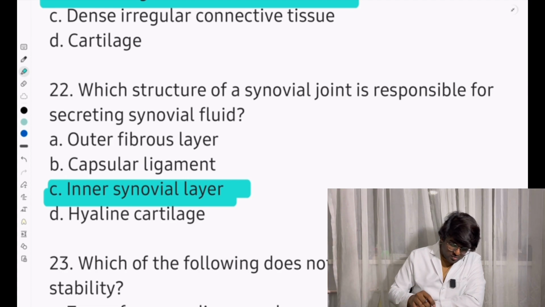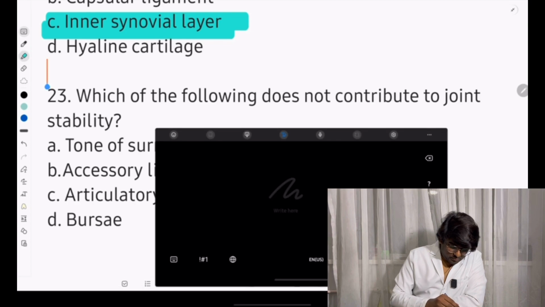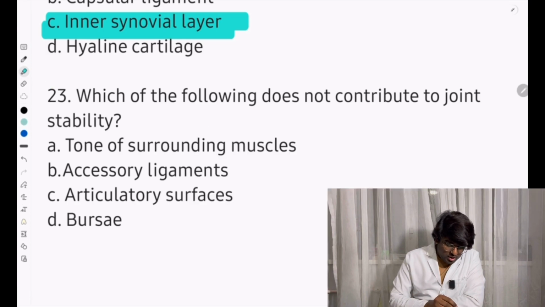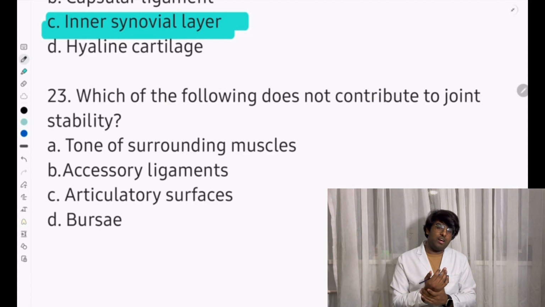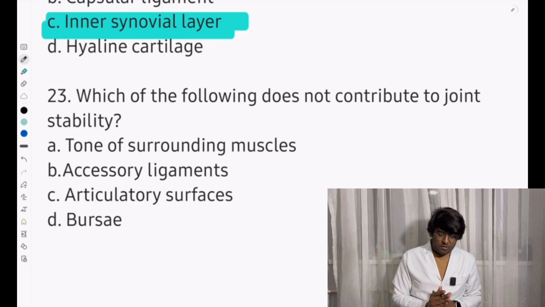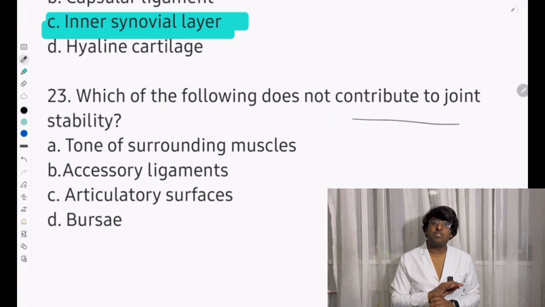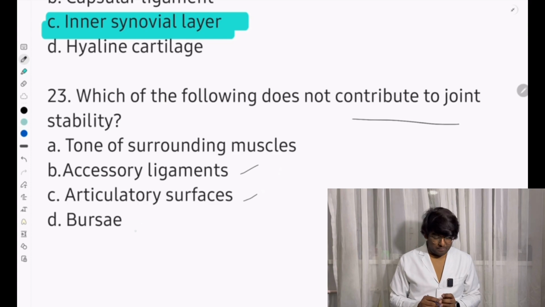Okay, next one, which is the last one. Which of the following does not contribute to joint stability? Joint stability is a higher level topic, but it's okay to study by yourself right now. Which is not contributing to joint stability? Joint stability means they are stabilizing the joint, fixing it in one place. First option, tone of surrounding muscles. Second one, accessory ligament. Third one, articulating surfaces, and the bursae.